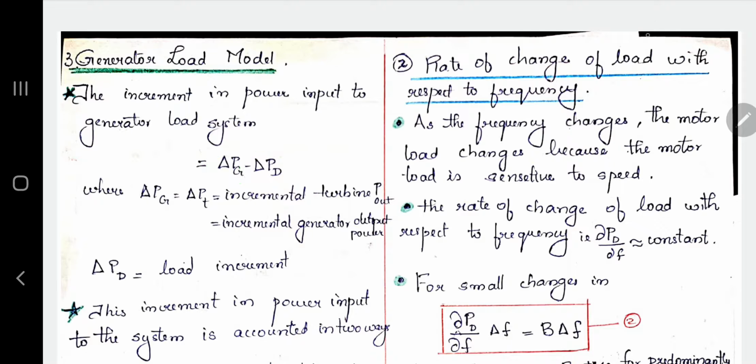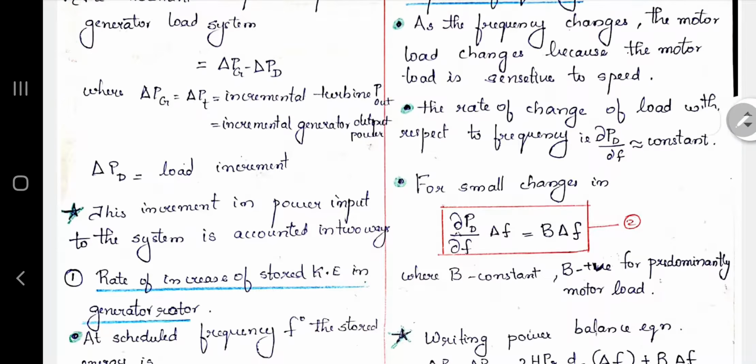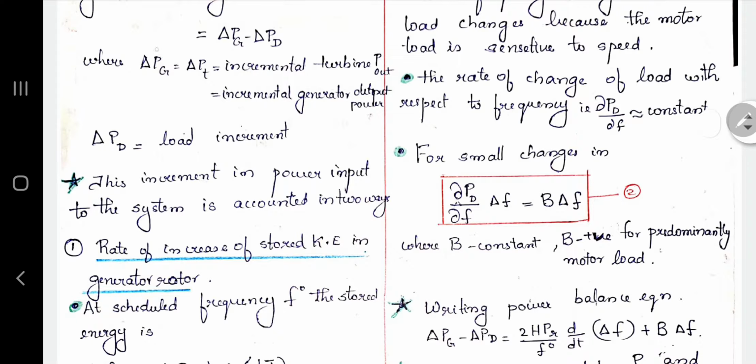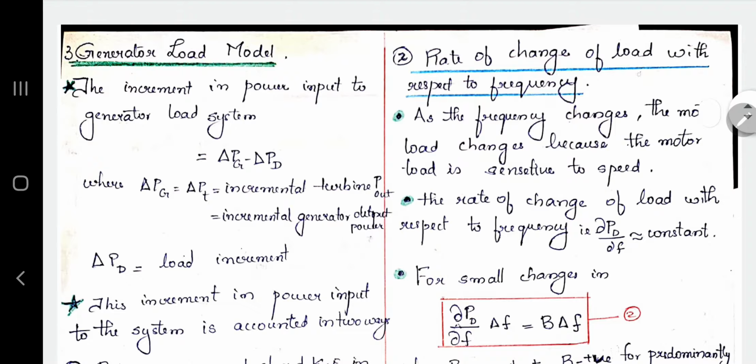Now this increment in power input is accounted in two ways. The increment in the generated power is accounted by the rate of increase in the stored kinetic energy in the generator rotor, and how it is being changed with respect to frequency. And the second one, the change in the load demand, that means minus delta Pd, is accounted as the rate of change of load with respect to frequency.